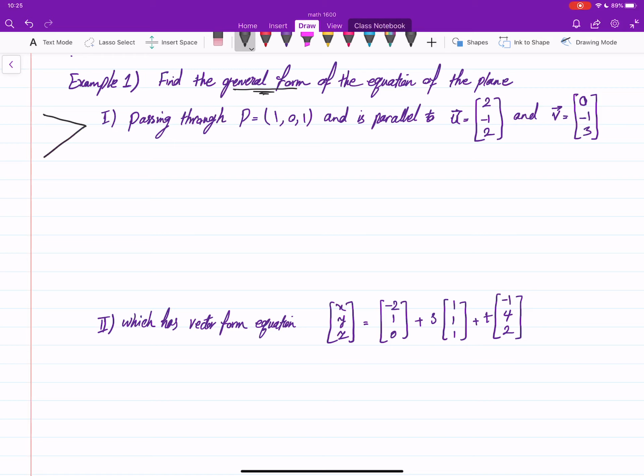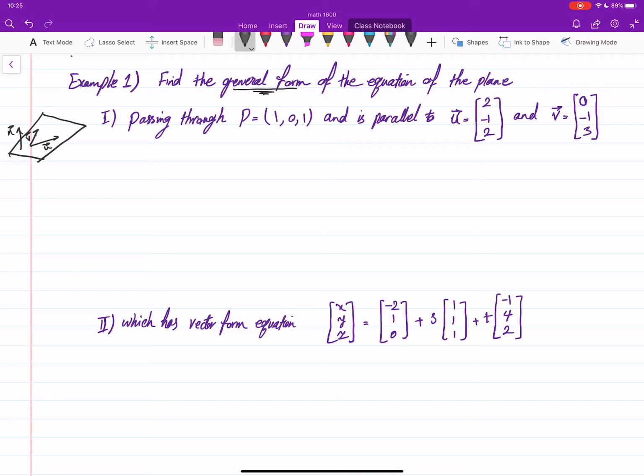So if two vectors U and V are parallel to the plane, then to write the general form, I could use U and V and find the vector form, but I'm looking for the general form. For general form, I need a normal vector. A normal vector is a vector which is orthogonal to all vectors parallel to the plane. So if I cross product U and V, I can get a normal vector.